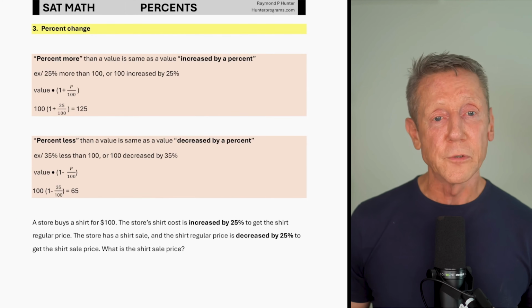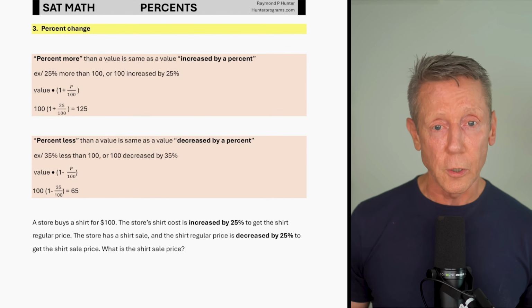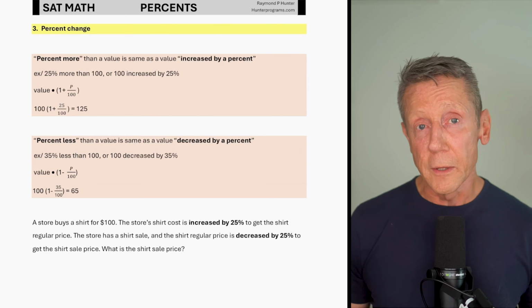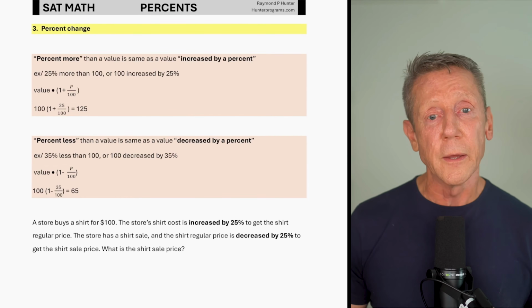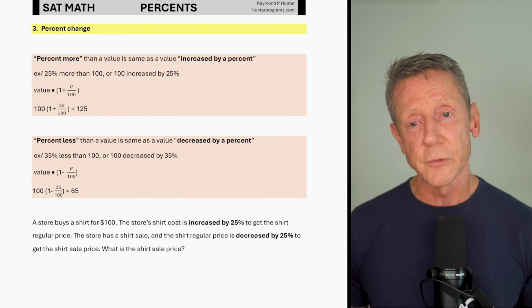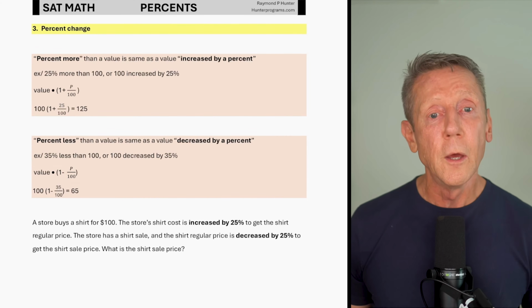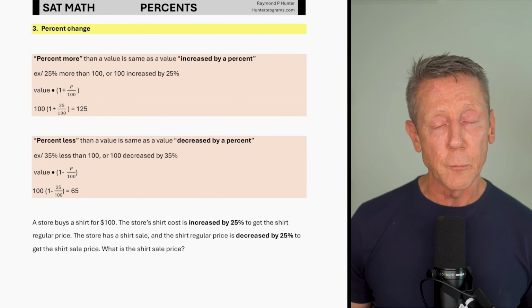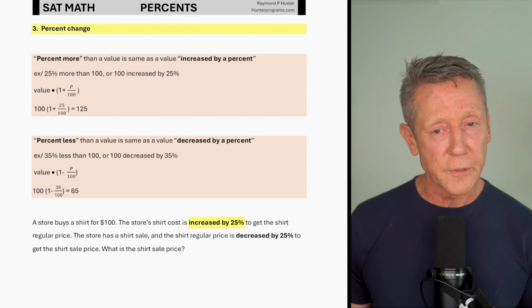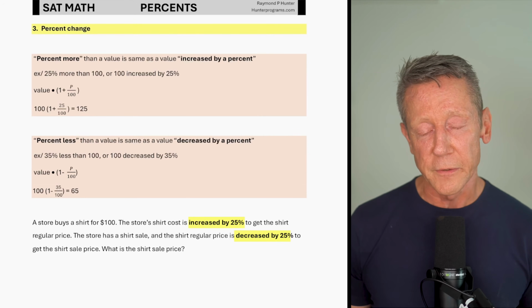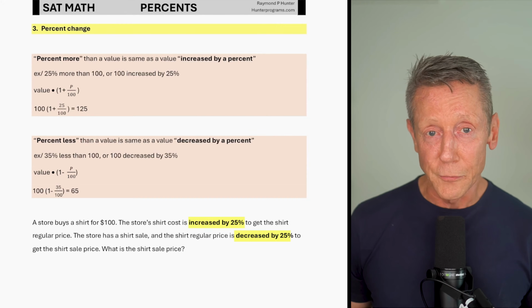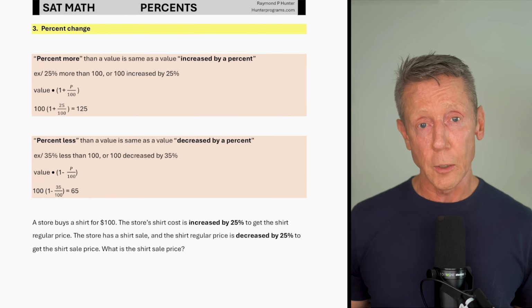Let's read through this question together and put this stuff to use. A store buys a shirt for $100. The store's shirt cost is increased by 25% to get the shirt regular price. But then the store has a shirt sale and the shirt regular price is decreased by 25% to get the shirt sale price. What is the shirt sale price? Now, I realize some of you out there are probably going, wait a minute, if you increase by 25% and then you decrease by 25%, those things are just going to cancel and we're going to get 100. Don't you dare do that. We're going to work through this and see how it plays out.